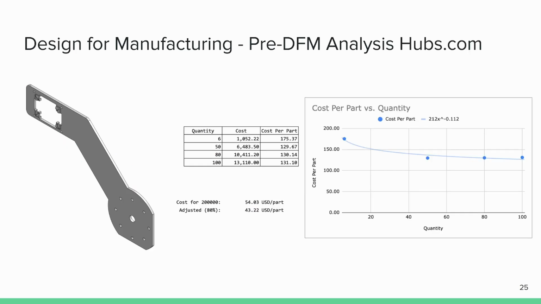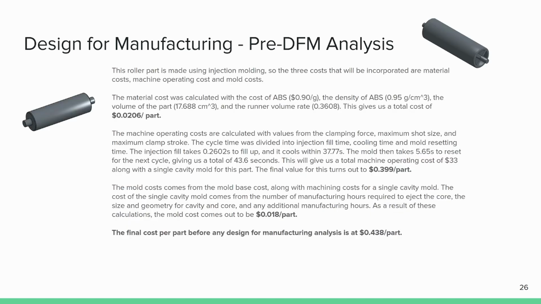This is our cost estimation using hubs.com. As we can see, the price comes out to be significantly greater. This is most likely due to the fact that we're extrapolating the model beyond its useful limits. This is our injection molding process, which ends up to be a price of 44 cents, taking into consideration material costs, machine operating costs, and mold costs.